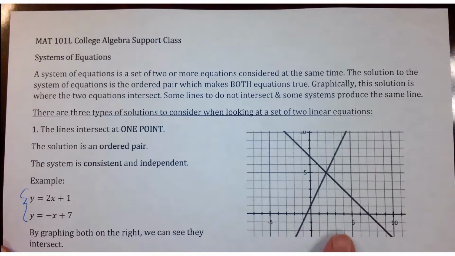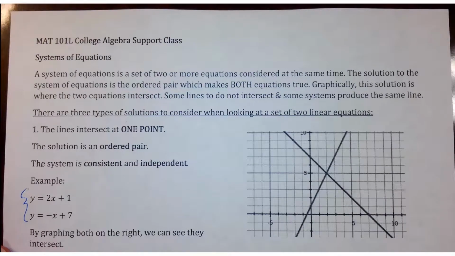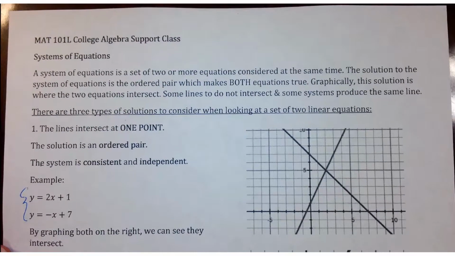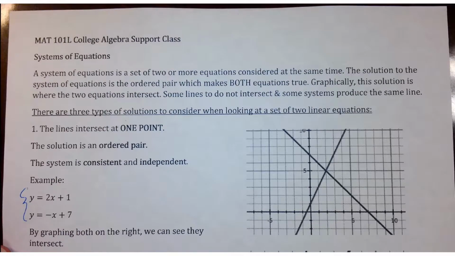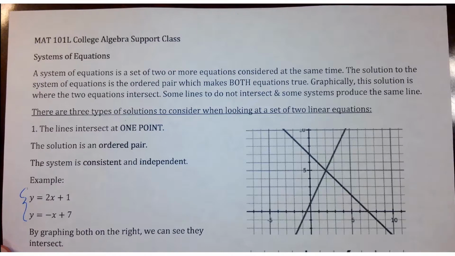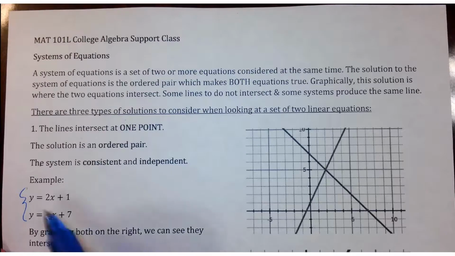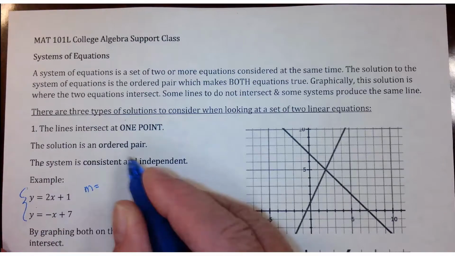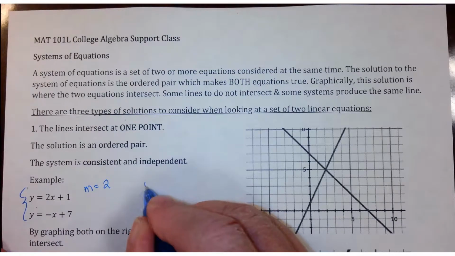I wanted to show you three different cases of this, and I just wanted to show you some general information about those three cases before I work any problems, okay? So the solution is going to be the ordered pair which makes both equations true at the same time. This is where they intersect, if they intersect. Some don't.